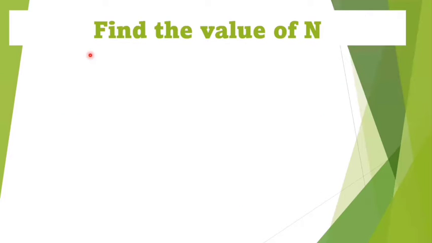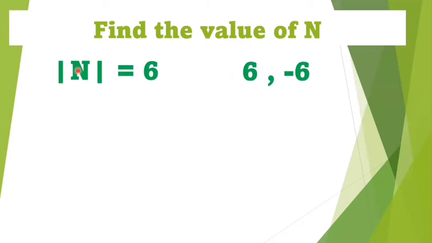Next, this is also a bonus lesson. Find the value of n. This time, we will find what will replace n. For example, we have the absolute value of n equals 6. So, what number will we put in place of n so that the answer is equal to 6? Again, what number has an absolute value equal to 6? And that is positive 6 and negative 6.